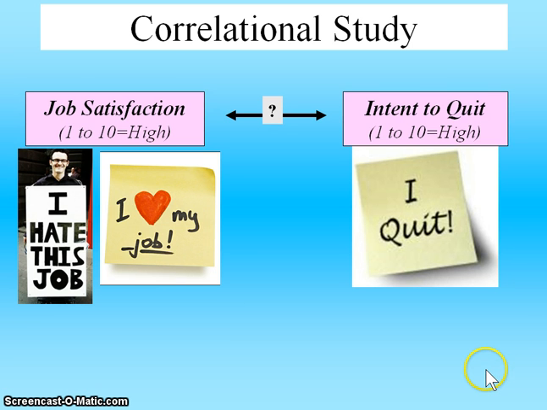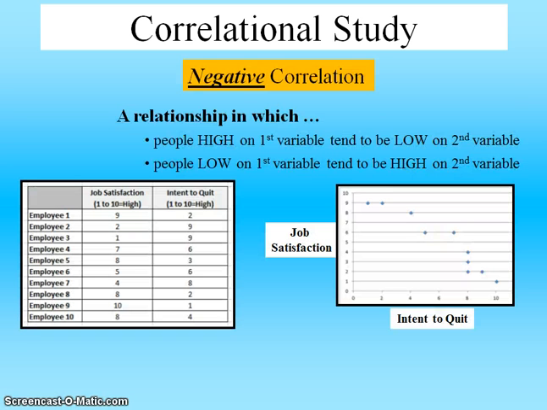Now let's look at another example also from industrial psychology. Let's say we went into a factory, got people to give us a rating of their job satisfaction on a 1 to 10 scale and their intention to quit their job on a 1 to 10 scale. So 10 meaning they have a high intention to quit. If we looked at these data, we'd probably find something like this. The people who are high on the job satisfaction variable tend to be low on the intention to quit variable.